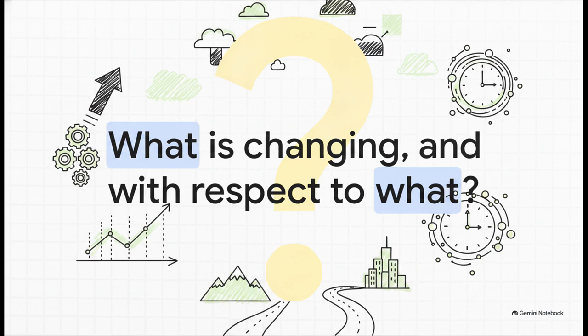So I want to leave you with this provocative thought. If a derivative perfectly describes the speed and direction of change at every single instant, what in your world is changing right now, and with respect to what? Take a look around. You might just start seeing the math everywhere.